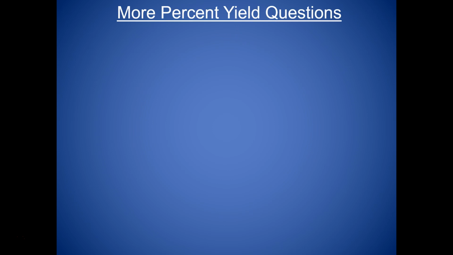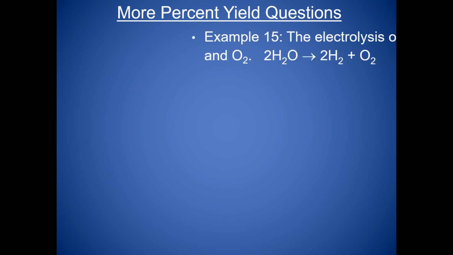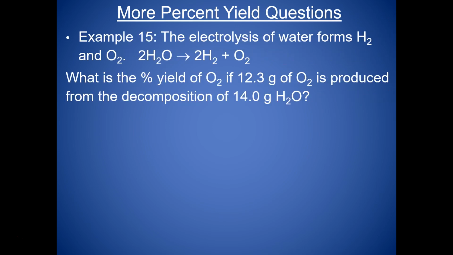Here's some more percent yield questions for you. Example 15, you are asked: the electrolysis of water forms hydrogen and oxygen, gives you the formula. What is the percent yield of O2 if 12.3 grams of oxygen is produced from the decomposition of 14.0 grams of H2O? So in this case, you only have one reactant, so you don't have to figure out which one is the limiting one or not, because you only have one.